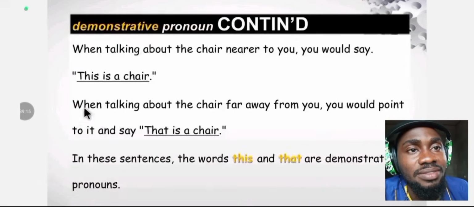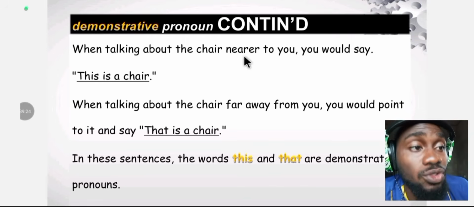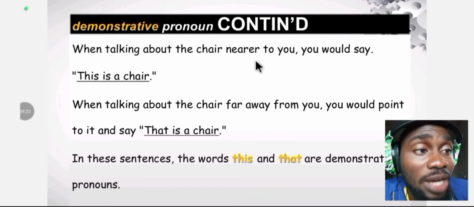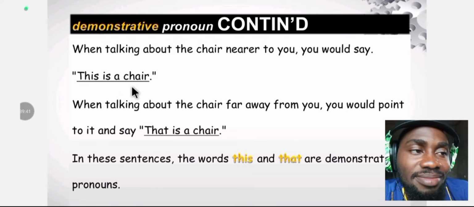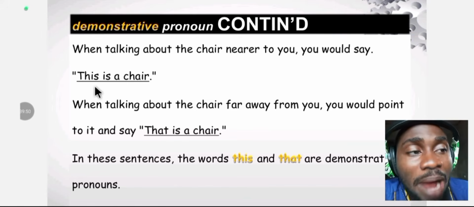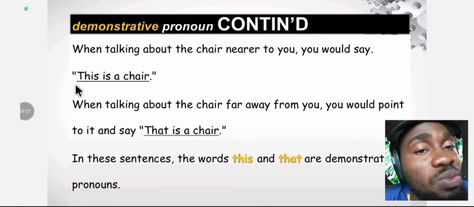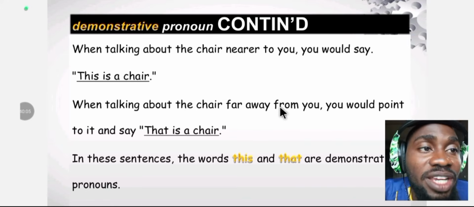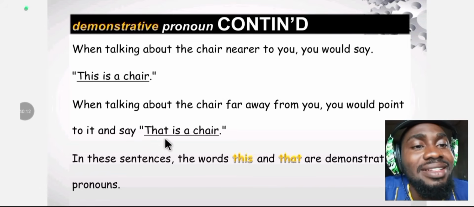Let's see examples next. The first example: when talking about the chair, or my laptop nearer to me, the one I'm using to stream now, you would say, this is a chair, or this is a laptop. This that we have here is a demonstrative pronoun. You use it to point at the one close by. So when talking about the chair or the laptop far away, the one across the room, you would point at it and say, that is a chair.